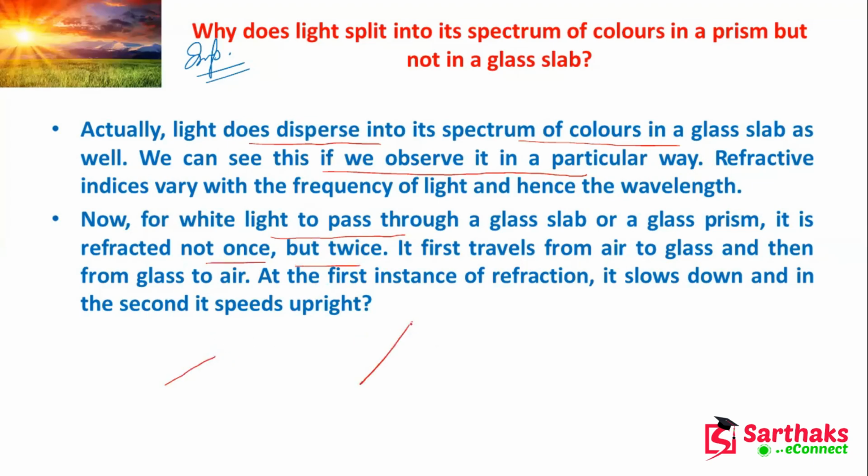Let me draw this thing here. So first it will be incident, then it will refract. First refraction. Second refraction is whenever it is coming out from the glass to the air. It first travels from air to glass, then glass to air. At the first instance of refraction, it slows down, and in the second, it speeds up. Okay?